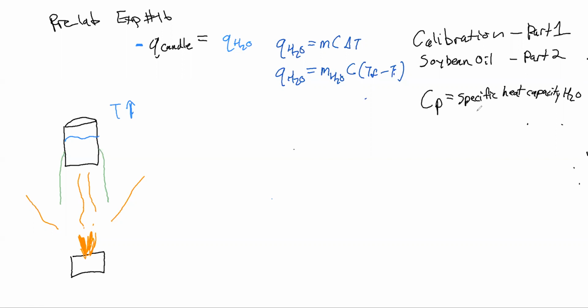Now they give it to us in the form of calories per gram Kelvin. And so we just want to remember that a change of 1 degree Celsius is equal to the change of 1 Kelvin. Right? So if we find our delta T in terms of Celsius, we can still use that same conversion.